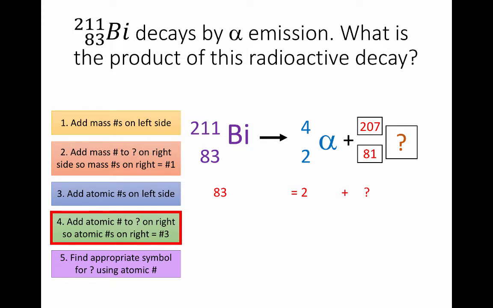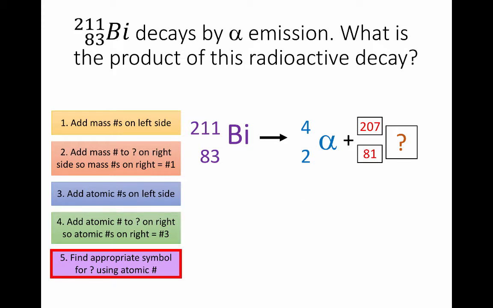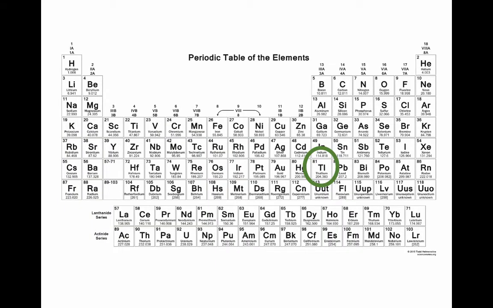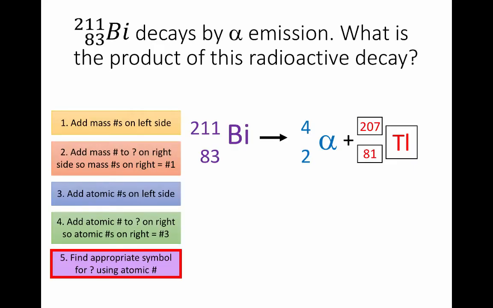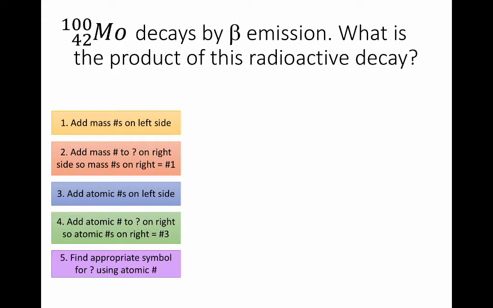And now let's figure out what element is created when bismuth-211 undergoes alpha emission. What we're going to do is look at the periodic table to find the appropriate symbol. It's something that has the atomic number of 81. You look at the periodic table, you find element 81, that's thallium. And so here is our completed nuclear equation. Let's look at another one.